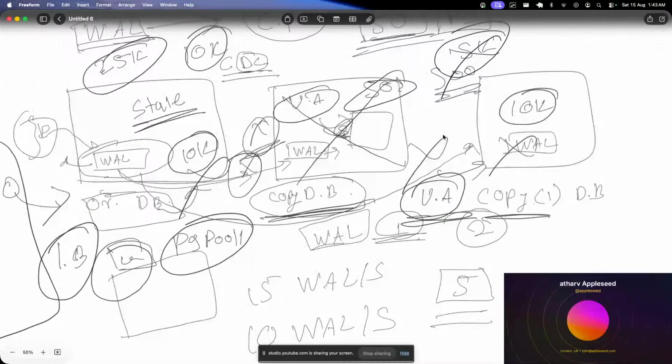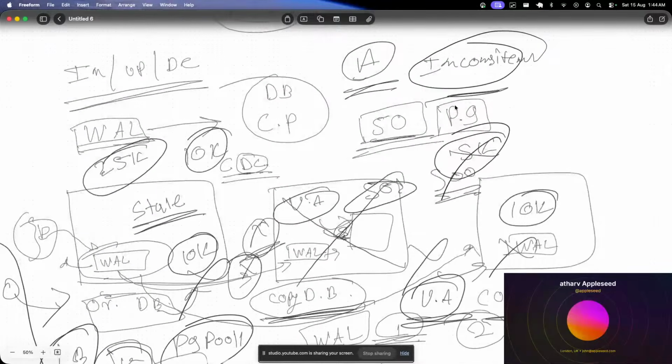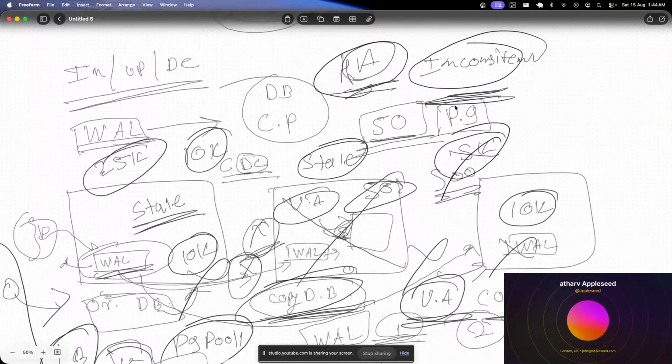We can be inconsistent. We are highly available, but we are also not consistent. It means that we are serving stale data to the user because we don't have the updated WAL in our copy DB. So this is also a trade-off that we are making. We are either being highly available or being highly consistent. We want to show only the latest data, or we might drop the requests.